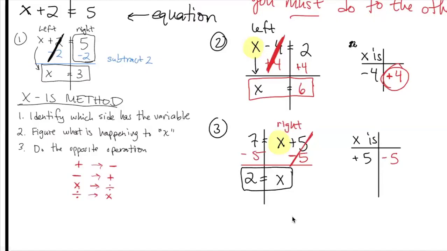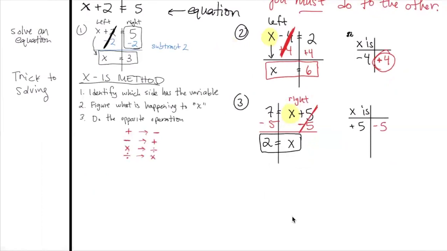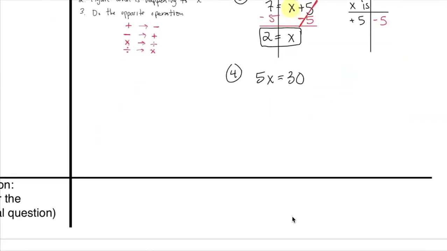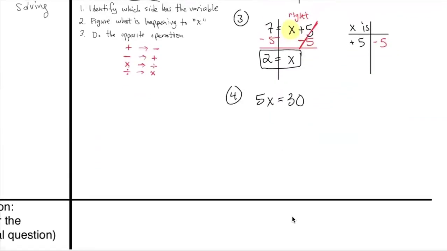All right. So not only can you do adding, subtracting, you can also do multiplying. So go ahead and write this one down. 5x equals 30. Now draw your line down the equal sign. Now the variable I can see here, it's on the left-hand side. So I'm going to write left. I'm going to make my x is table.